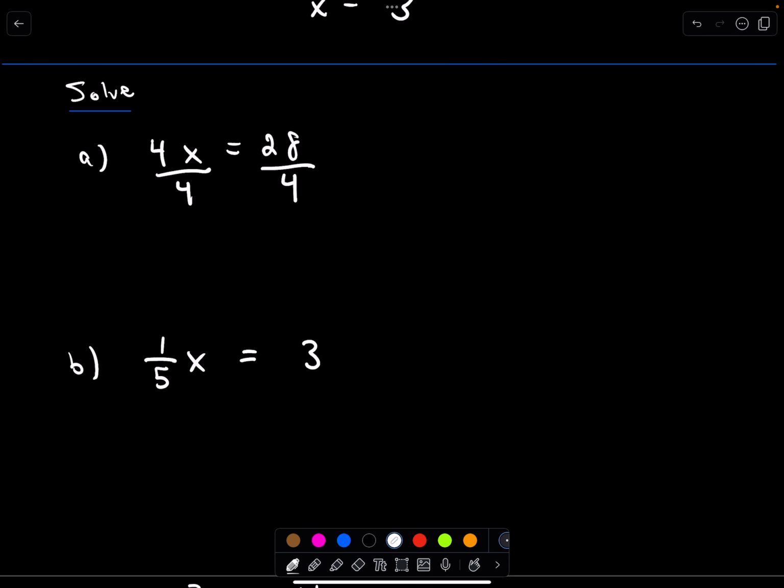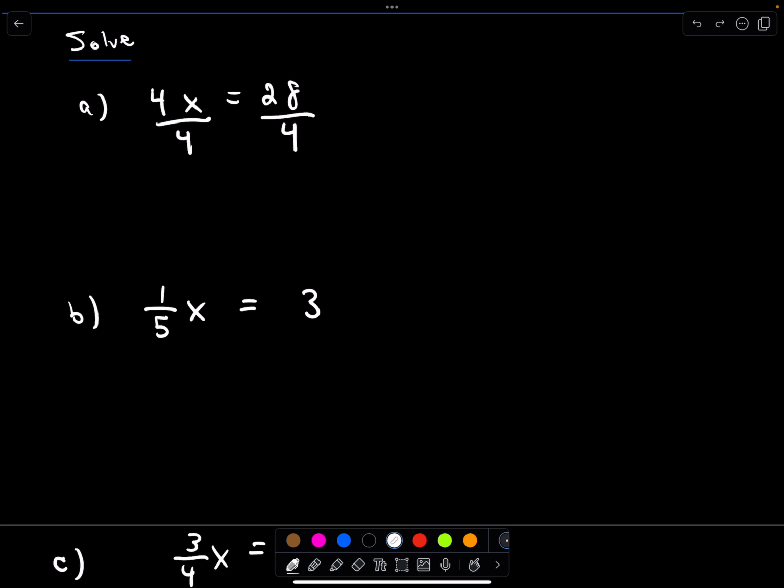Typically, I think you'll see it written like this, more often than not. But people will also multiply by 1/4. It's just really a matter of choice. Either is certainly 100% correct. So, 4 divided by 4 just leaves us with 1x. And 28 divided by 4 on the right just leaves us with 7.